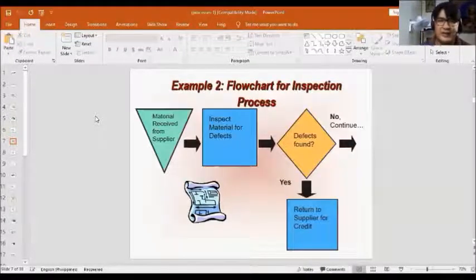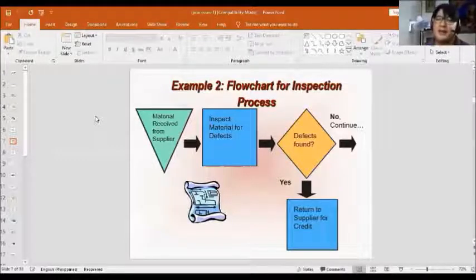Another example is a flow chart for the inspection process. Materials are received from a supplier. Pag makikita natin, it's an inverted triangle. And what does an inverted triangle mean? Ang ibig sabihin niyan, that is a queue or a storage. Sabi niya rito, you have received a material from a supplier. Once you receive the material, what would be the next step? The next operation is to inspect the materials for defects.